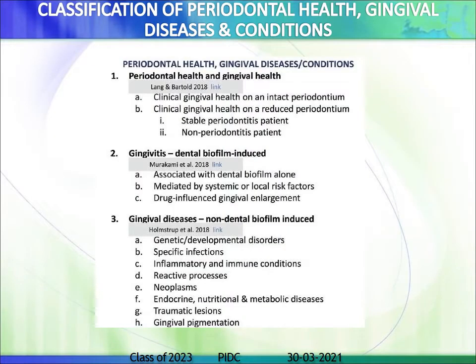So, coming on to the classification of periodontal health, gingival disease and condition. This is the first classification. I have told you that there are four classifications. First is periodontal health, gingival diseases and conditions. Second is periodontitis. Third is other conditions affecting the periodontium. Fourth is peri-implant diseases and conditions. This was in the previous slide. Now onwards we will be speaking on the classification of periodontal health, gingival disease and condition.